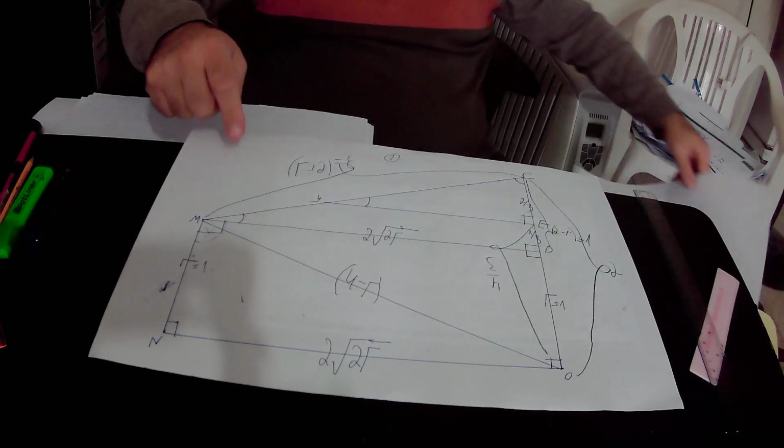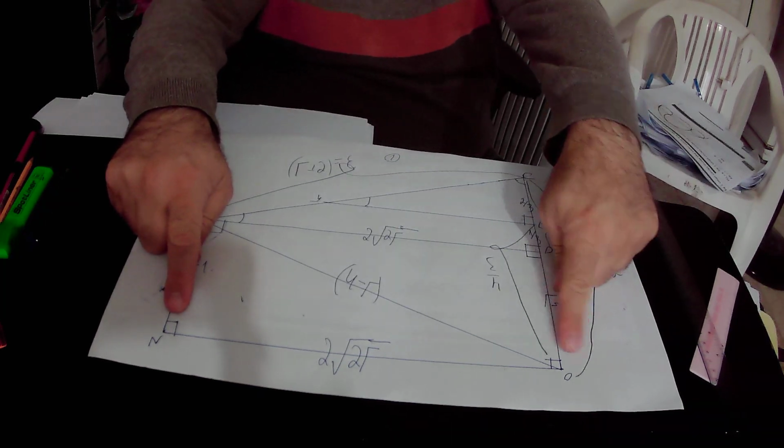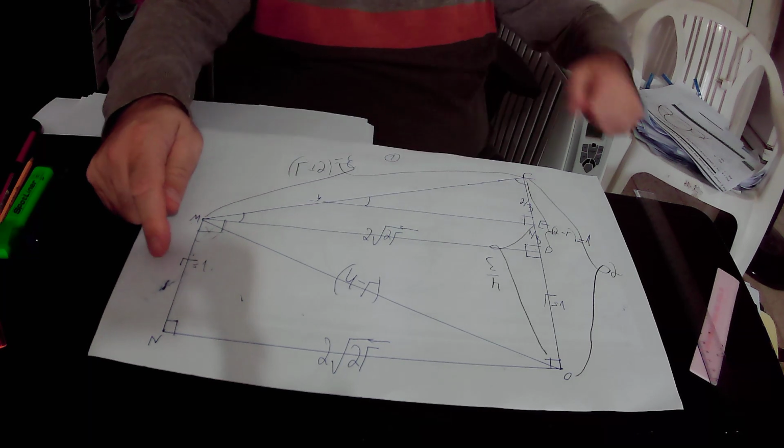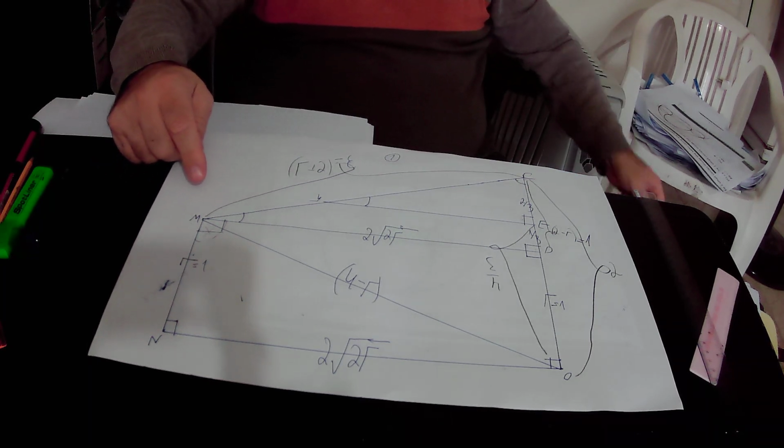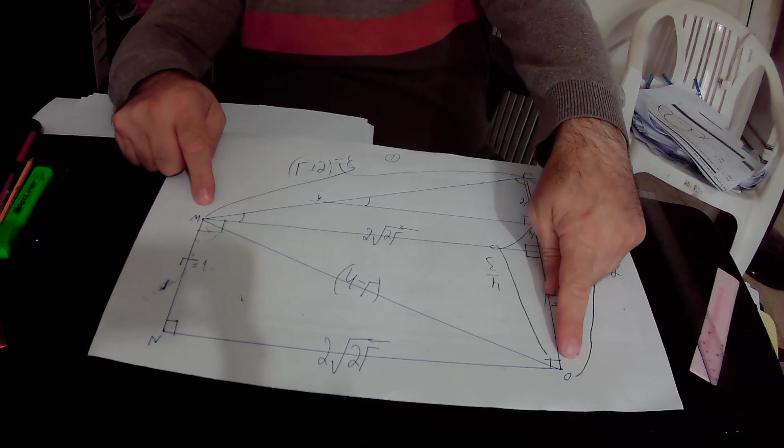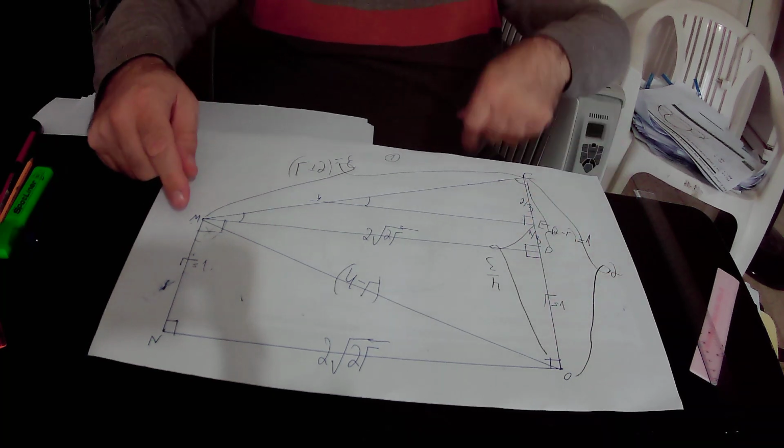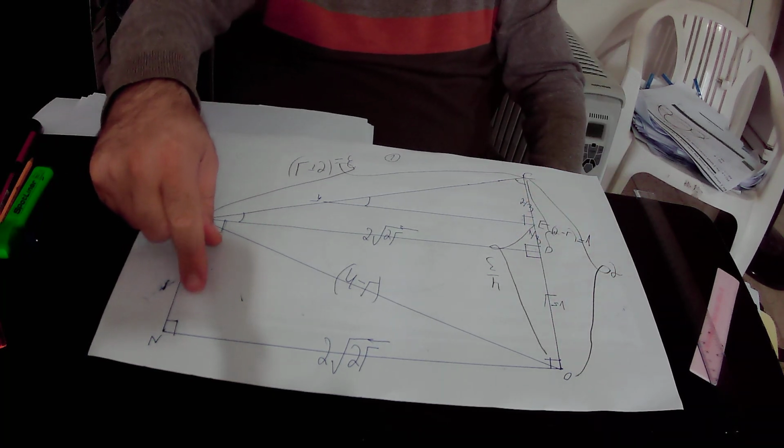So here, NO also equals 2 times the square root of 2R. Then we connected points M and O by a straight line, and we focused on the right triangle MNO.